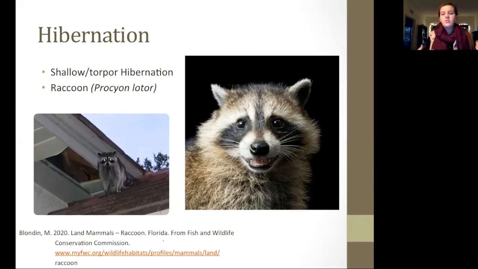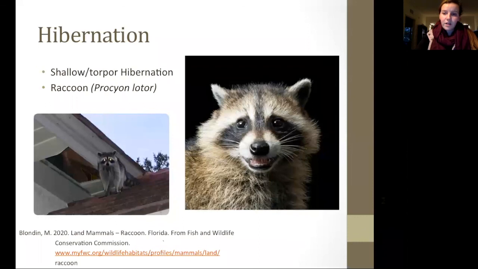They have the ability to choose. If the weather is too harsh or there is a low food supply, they can go into this and stay for a few weeks. However, they do wake up in between those periods to restore their body temperature, to gain food, to drink, and so forth. That is why they are considered shallow hibernators.